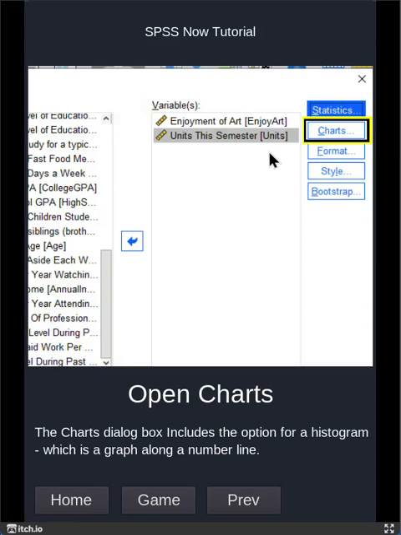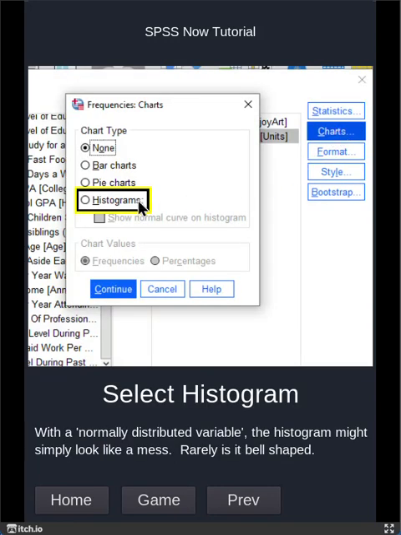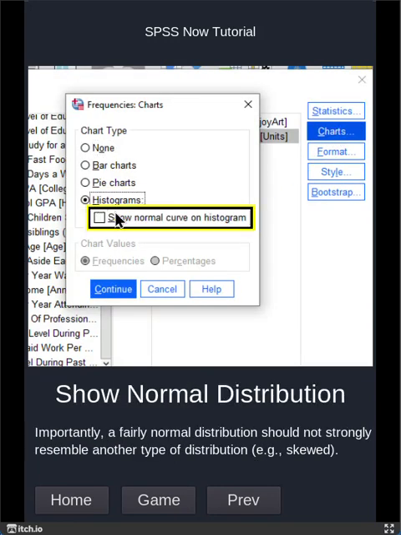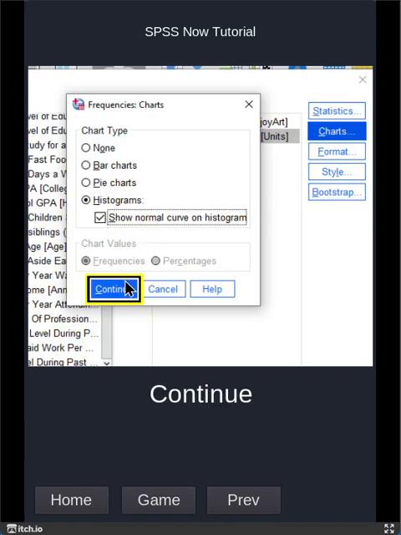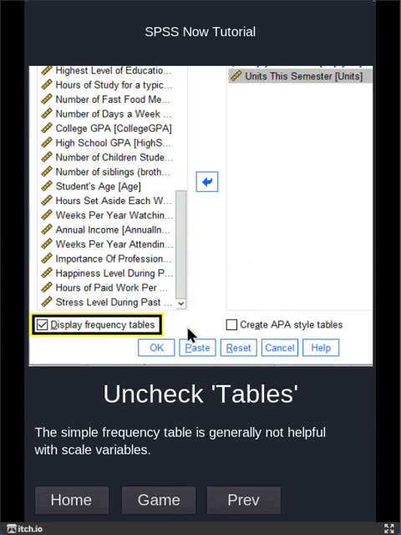We'll continue. We're going to go to charts where we'll select having a histogram. Histogram is a graph that follows along a number line, so that works for our scale data. And we'll superimpose a normal curve over our histogram. Click continue.